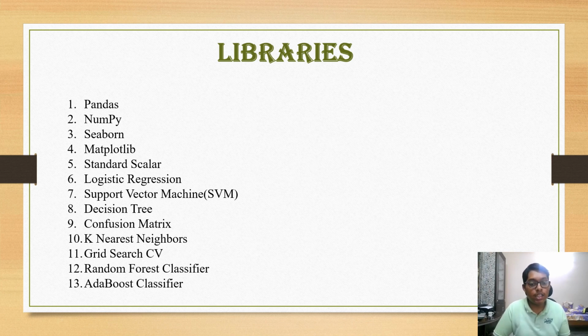Next is grid search CV. It is an internal cross-validation technique which is used to calculate the score and the combination of the parameters of the grid. And next is the AdaBoost classifier. It is a boosting algorithm that also works on the principle of the stage-wise addition method, where we can combine the weak learners into a strong learner.